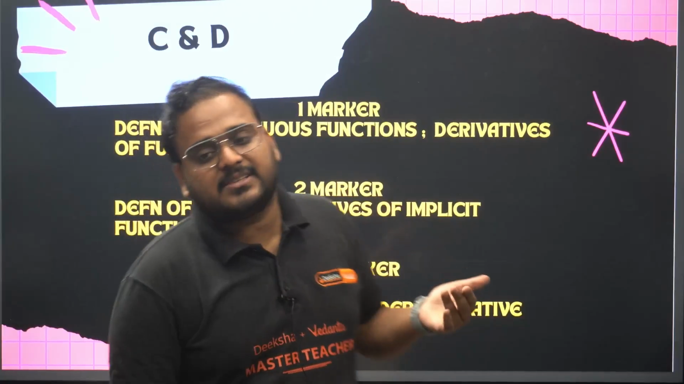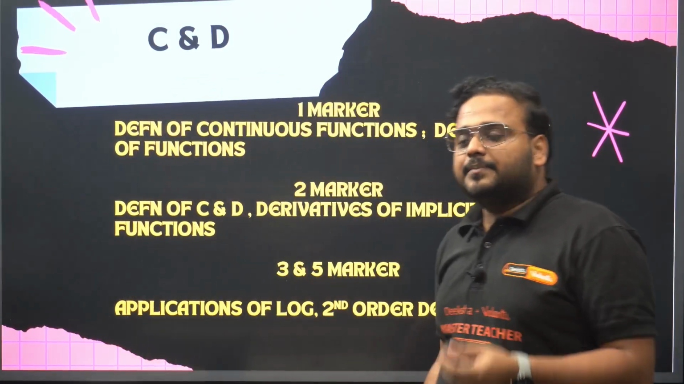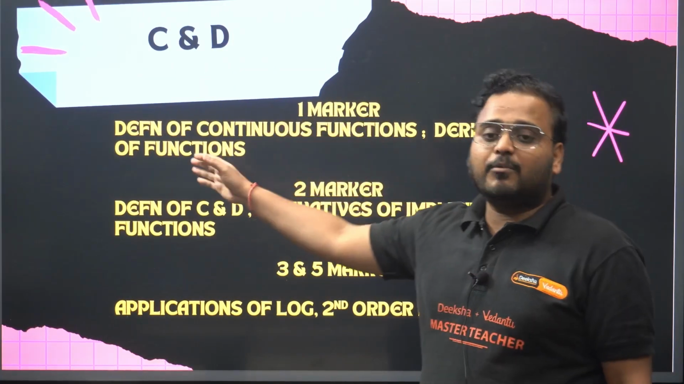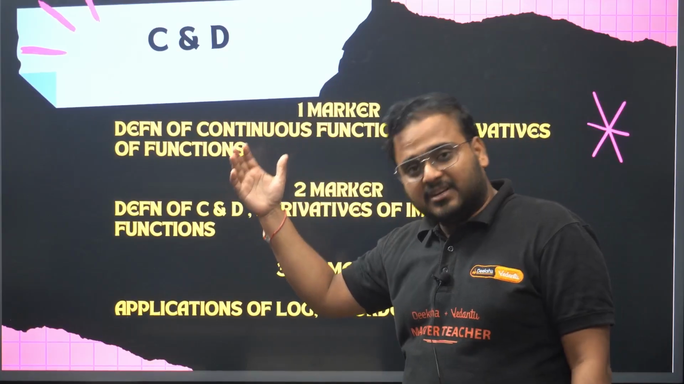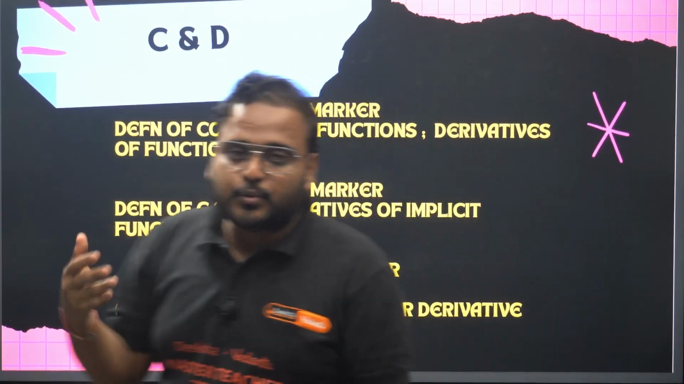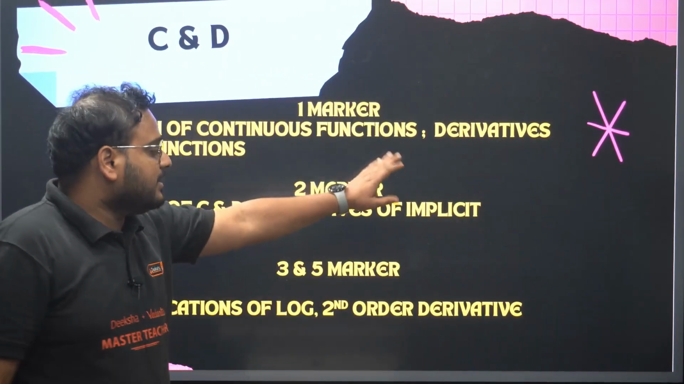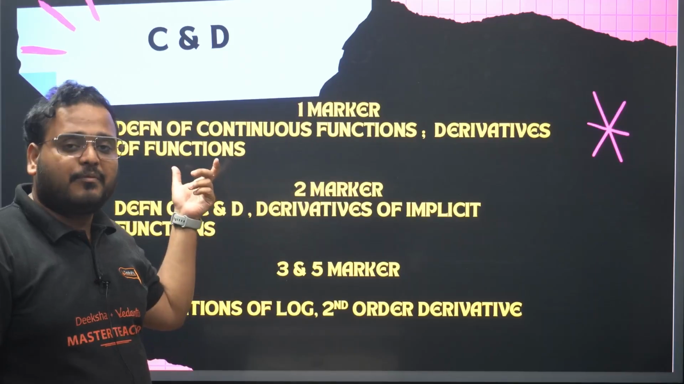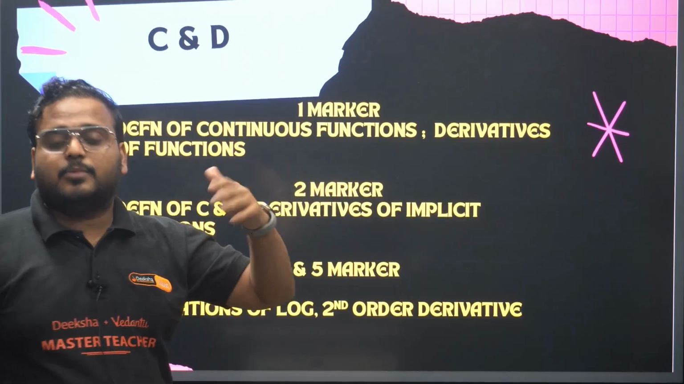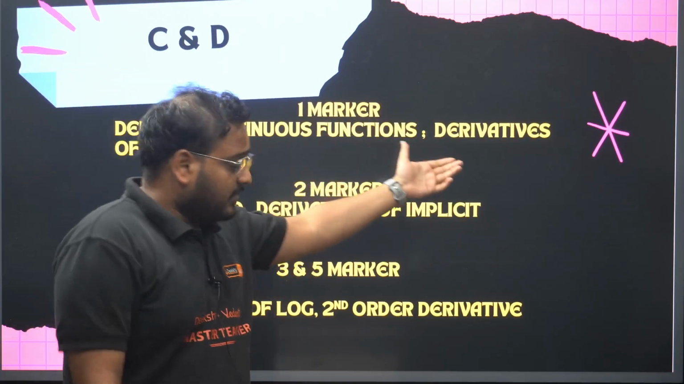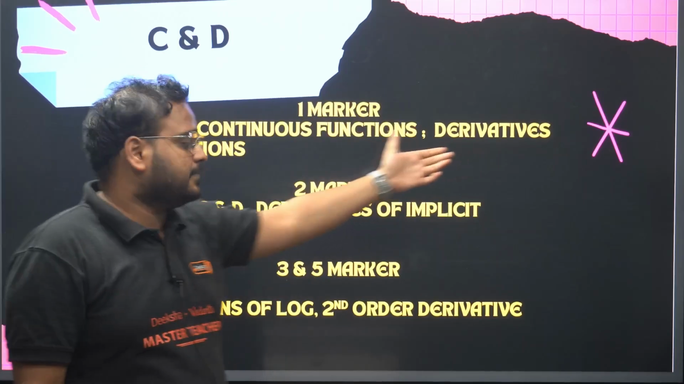Okay, next chapter is continuity and differentiability. In this, a 1 marker question can come on the definition of a continuous function. Remember, a missing variable k will be given to you, and some simple derivatives of different types of functions, right? Like say it's a trigonometric function or something else. Logarithmic function also can be asked.